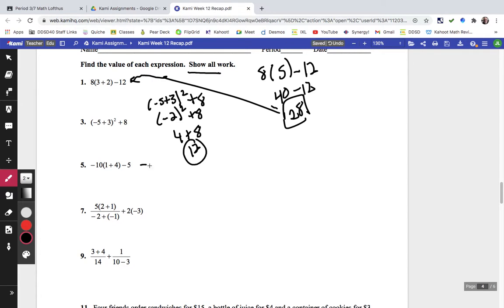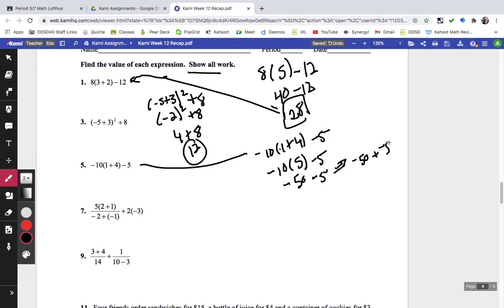Okay, let's take this one over here. Negative 10 times 1 plus 4, minus 5. So it's negative 10 times 1 plus 4, which is 5, minus 5. Negative 10 times 5 is negative 50, minus 5. And this we're going to view as negative 50 plus negative 5. So that's equal to negative 55.